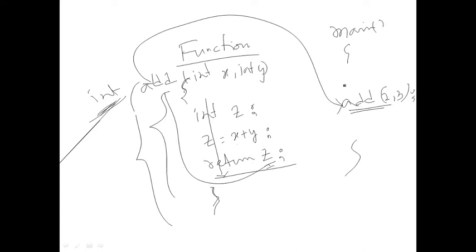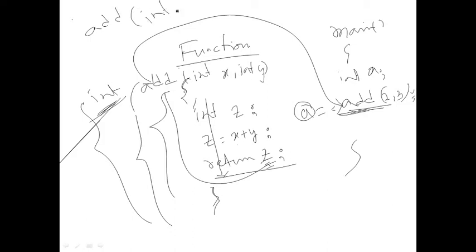We can have any integer variable, suppose a. So a is equal to add(2, 3). This way we can get the result of z in a. So this is the mechanism of creating a function and calling a function. This is called a user defined function, because add is not defined in the compiler or in the library. In this case we have created the function add.